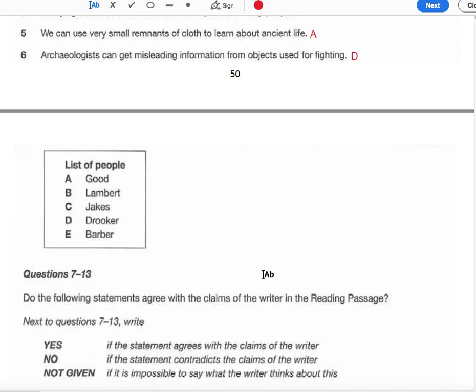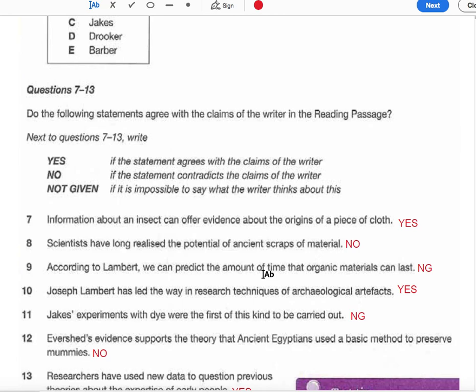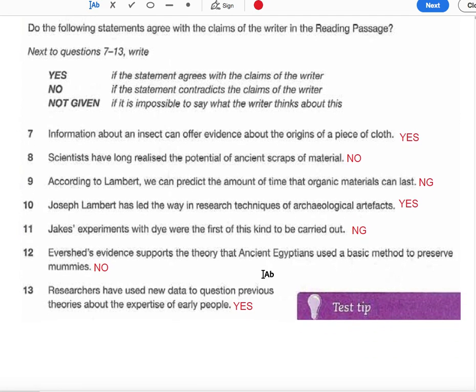But I think that a level 7 student needs to know 75% of these words. So please review it, read it again, check all the vocabulary that you don't know. And if you have any questions, please comment.